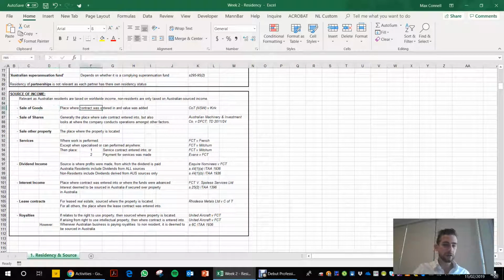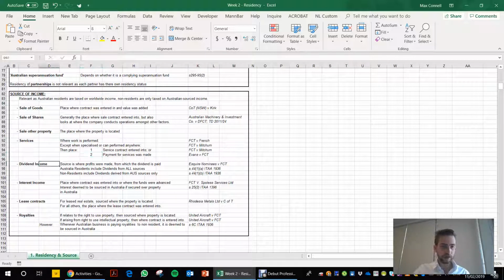So, sale of goods: where the contract was entered into and value was added. Sale of shares, we mentioned that one already. Sale of other property: where the property is located. So it doesn't matter where you signed a contract, for example, as it might with sale of shares, because it's really dependent on the actual property itself and where that's located. Services: where work is performed, except for this very important exception, when the work is specialized or can be performed anywhere, for example, a digital service. Then it's number one, where the service contract was entered into, or two, where payment for services was made. So really apply both of these different scenarios to your question, depending on what it actually says in the case facts.